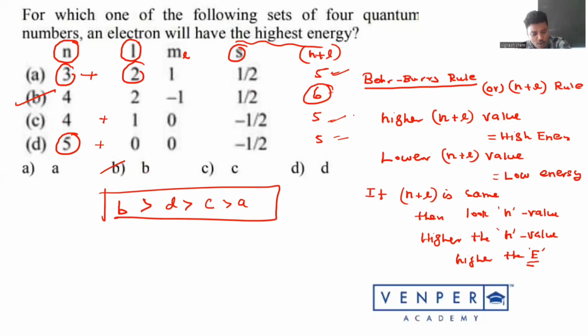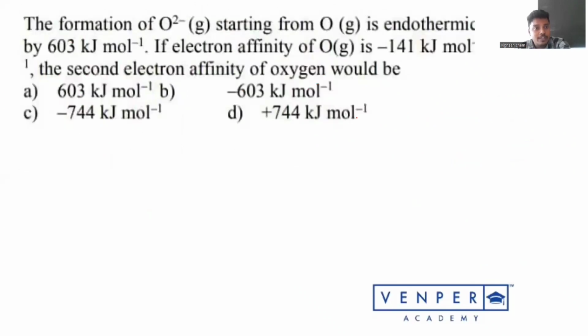Now, you go with the 4th question. This is a good question. The formation of O2 minus starting from oxygen is endothermic by 603 kilojoule per mole. If the electron affinity of oxygen is given as minus 141 kilojoule per mole, they are asking the second electron affinity. Now see, in the first statement they give the oxygen. You gain 2 electrons. It becomes O2 minus. What is the value of delta H they have given? The delta H is equal to what?